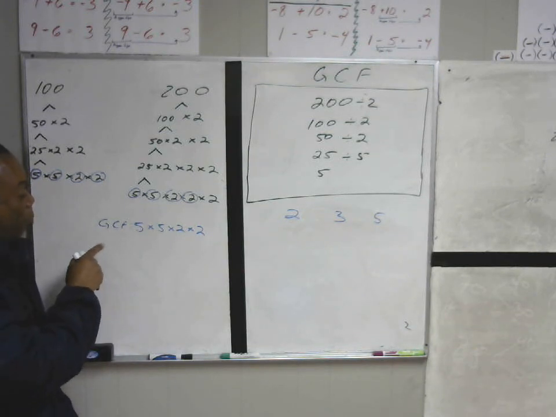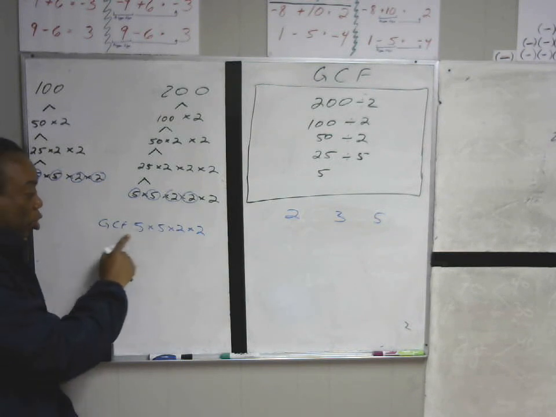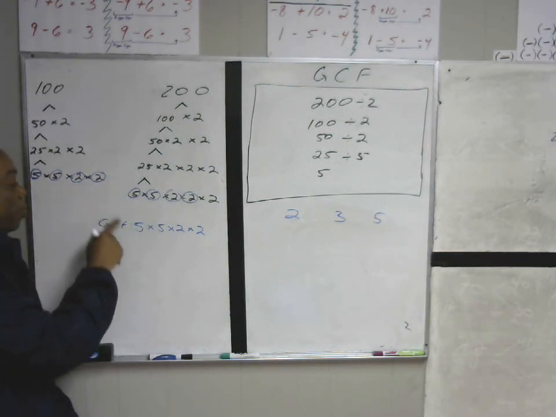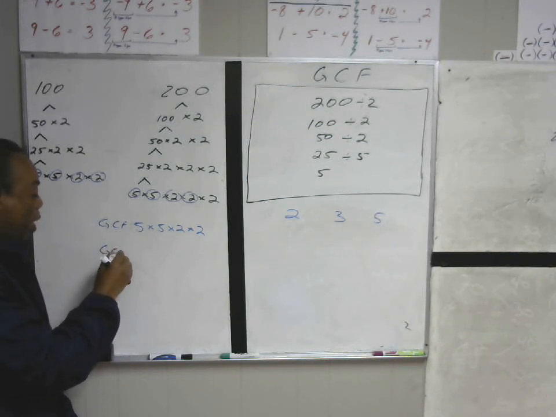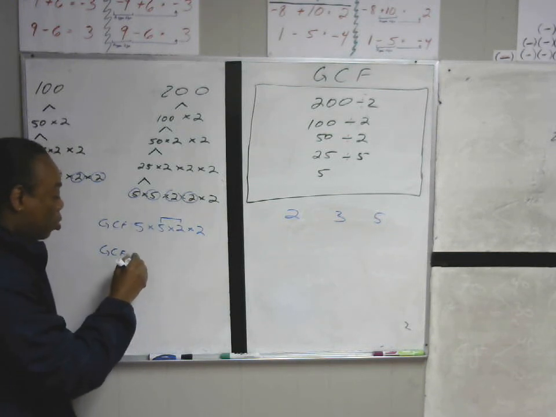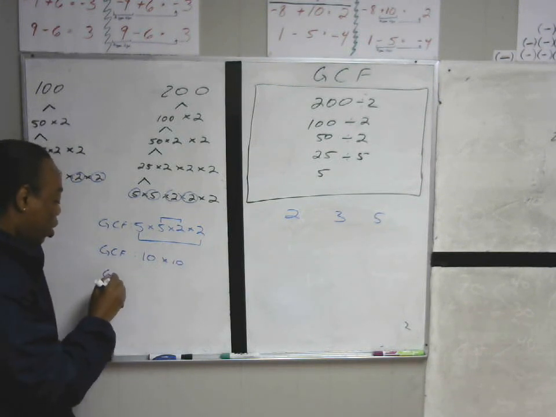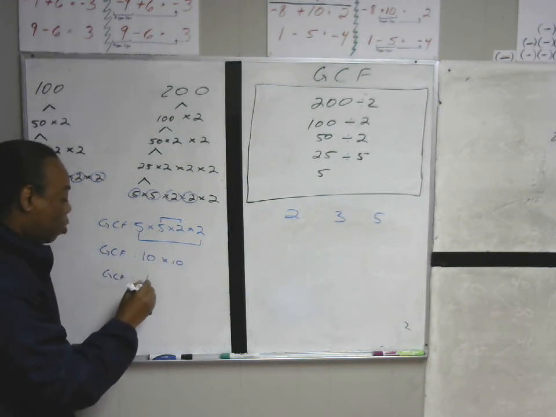And because we use all of them that were common, it's the greatest common factor. If we just used a couple of them, it would just be some common factors. So the greatest common factor, 5 times 5 is 25, and 25 times 2 is 50, and 50 times 2 gives us 100. So the greatest common factor ends up being 100.